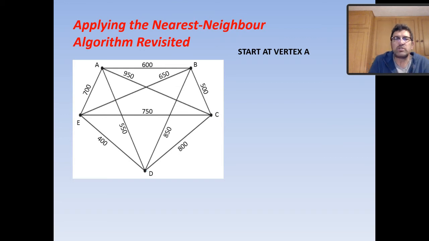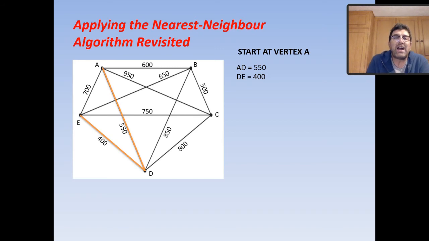Okay, let's see what you did. Starting from vertex A, we choose the nearest neighbor, and the nearest neighbor there seems to be D. Okay, so we will go from A to D. Now we are at D. D is 400 to E, 850 to B, and 800 to C. So we will then definitely choose DE because it's the shortest route.